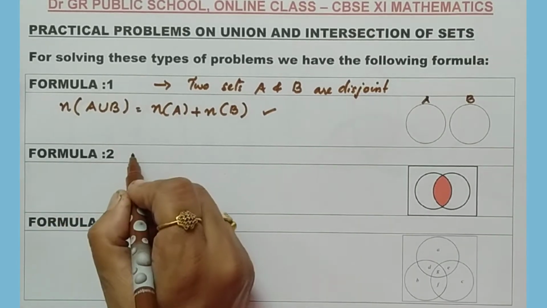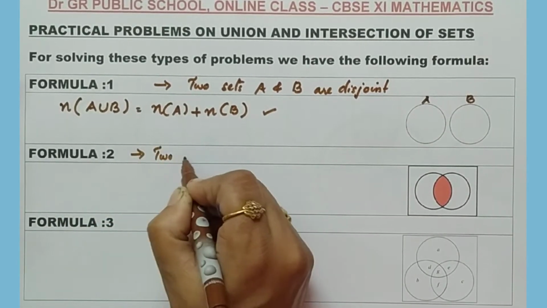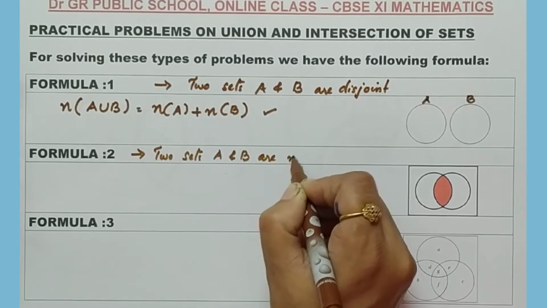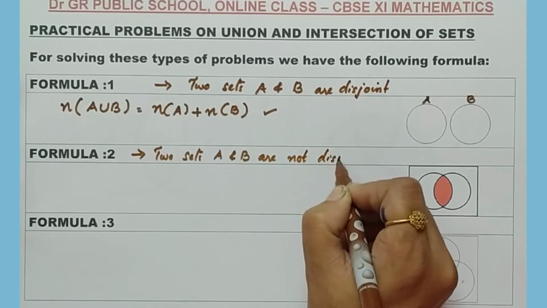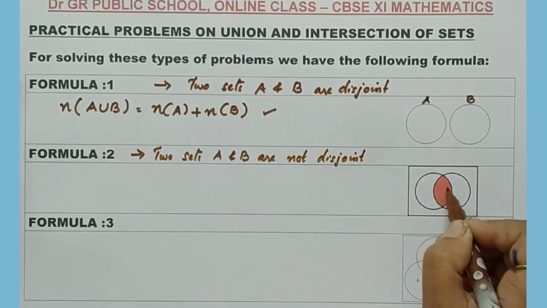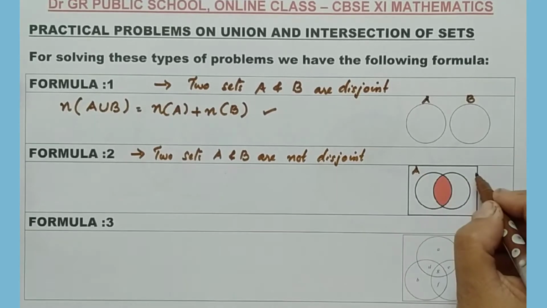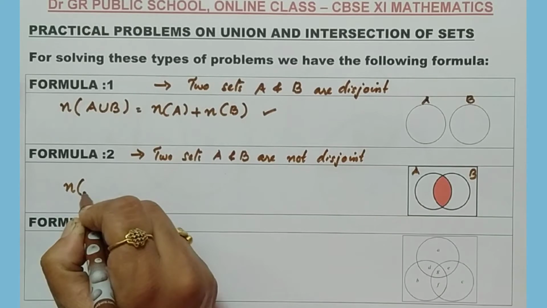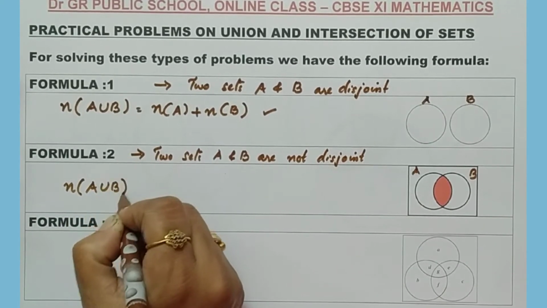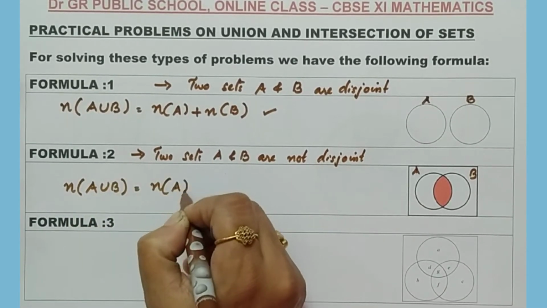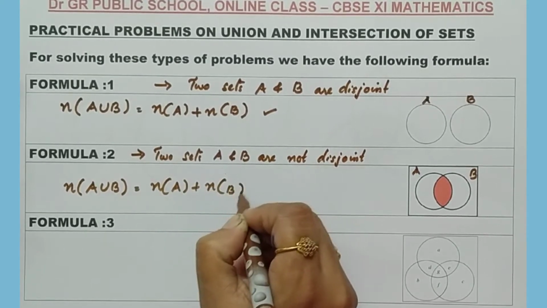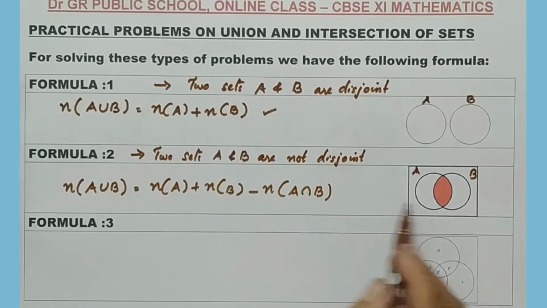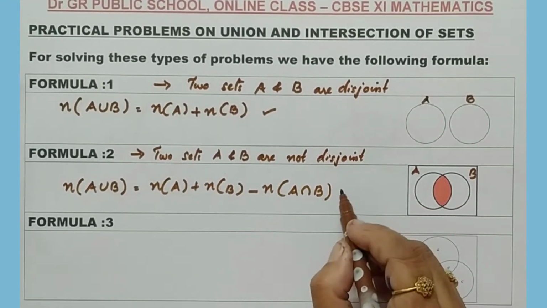Come to the second formula, when the two sets A and B are not disjoint. Not disjoint means that they have something in common between them. Let this be the common area. In such a case, you need to use the formula N of A union B equals N of A plus N of B minus N of A intersection B. This is the formula when the two sets are not disjoint.